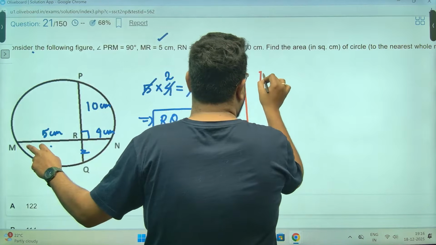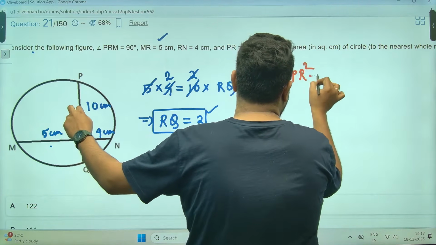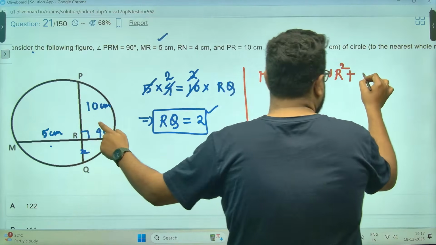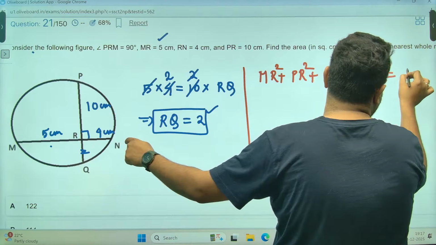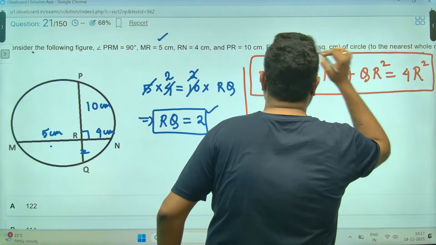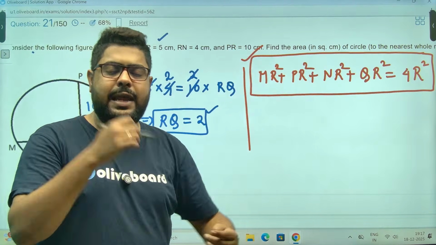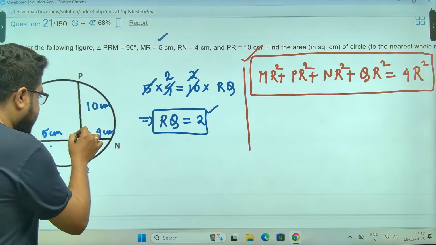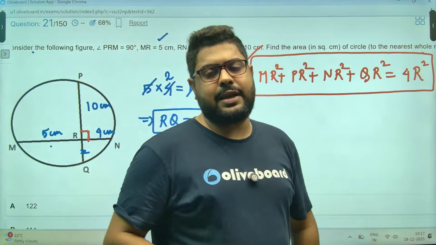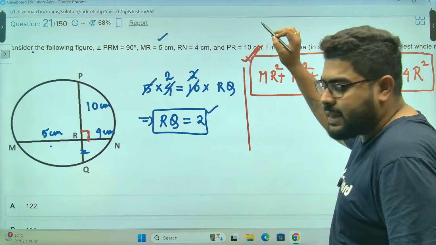It is MR square plus PR square plus NR square plus QR square. It is equal to 4R square. This is the relation. When does it happen? When there are two perpendicularly intersecting chords. If there are two perpendicularly intersecting chords inside a circle, then you can say this is something that gets satisfied.